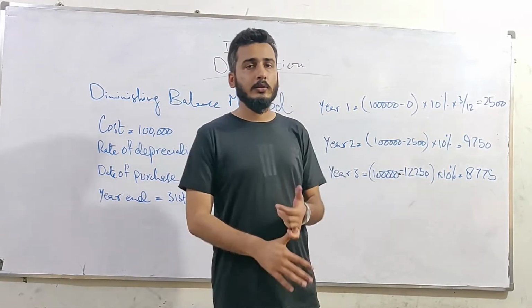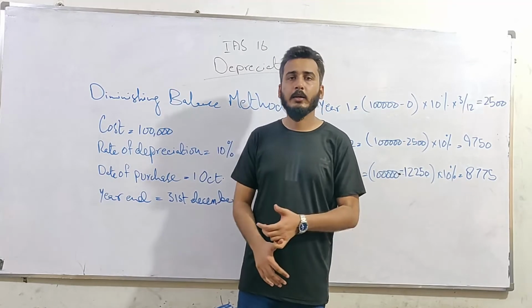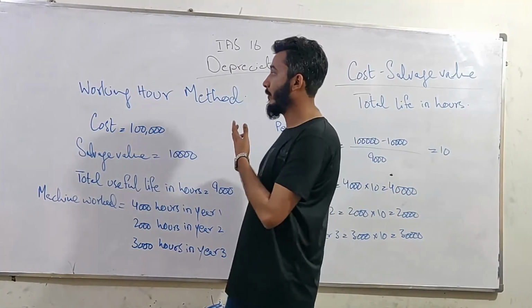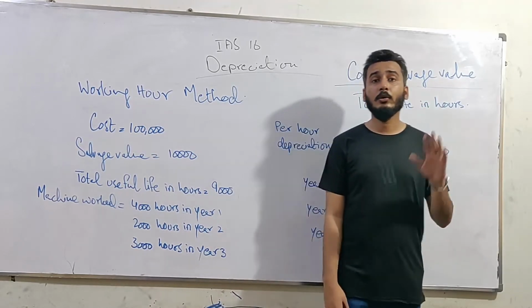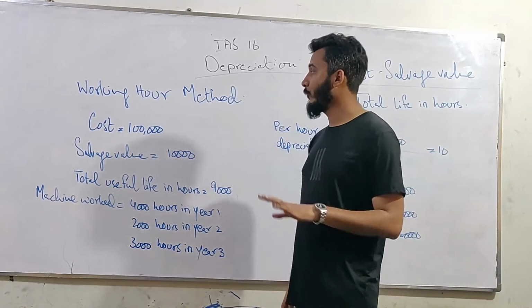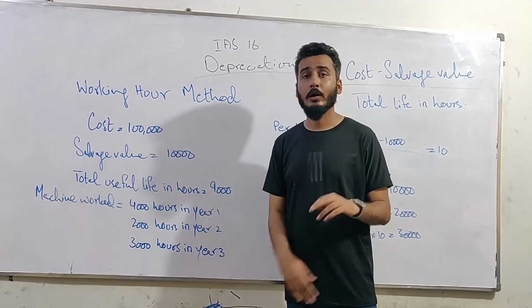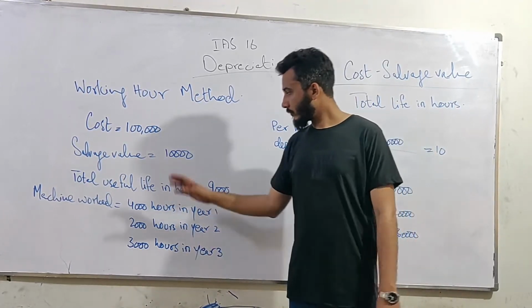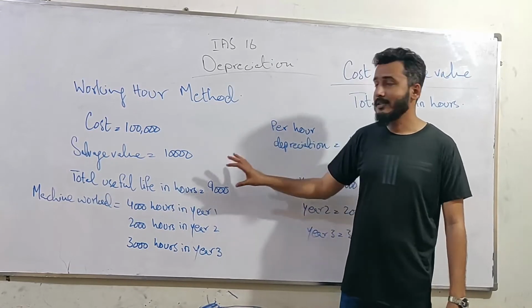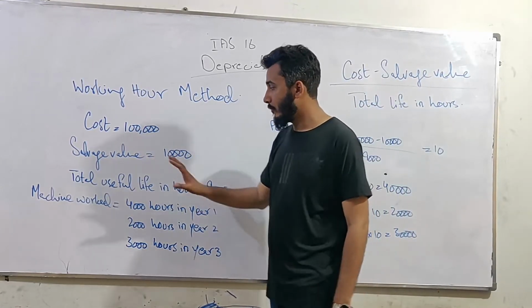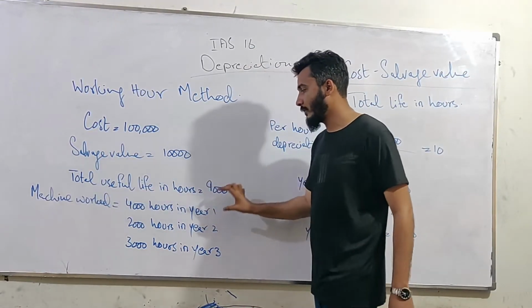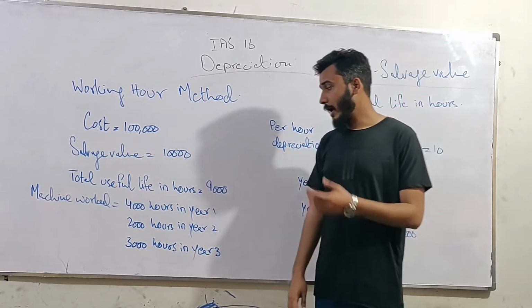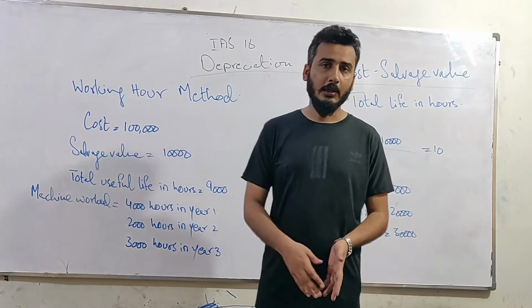Now let's move to the next, which is the working hour method. Okay, so now we are going to discuss how to calculate the depreciation under the working hour method. Here we are assuming that we have cost of 100,000 and salvage value of 10,000. Total useful life in hours is 9,000 and the machine worked 4,000 hours in year 1, 2,000 hours in year 2, and 3,000 hours in year 3.